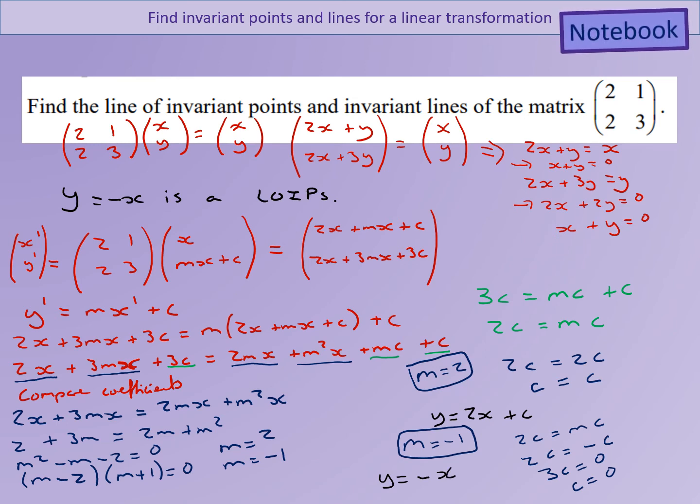So whereas we had a family of invariant lines for the first one, y equals 2x plus any value of c, we've also got a single invariant line, y equals minus x. And you will notice, if you look back at the original calculation we did, we had already found y equals minus x. That was the line of invariant points. That was a special case. So it's come up again when we were looking for general invariant lines, but we've also found that second family of invariant lines, y equals 2x plus c.